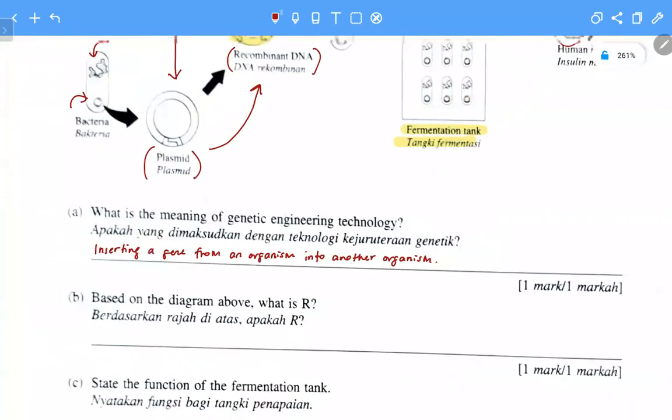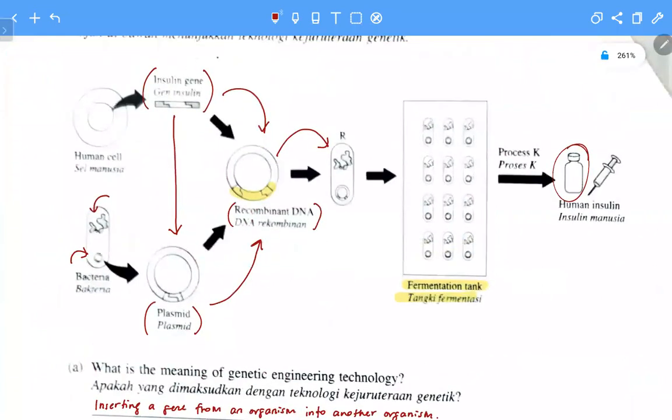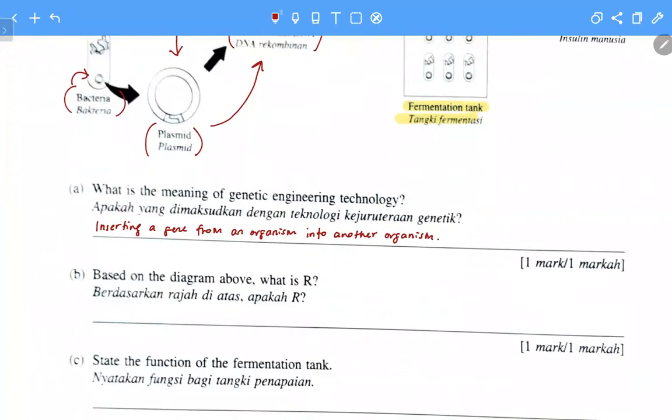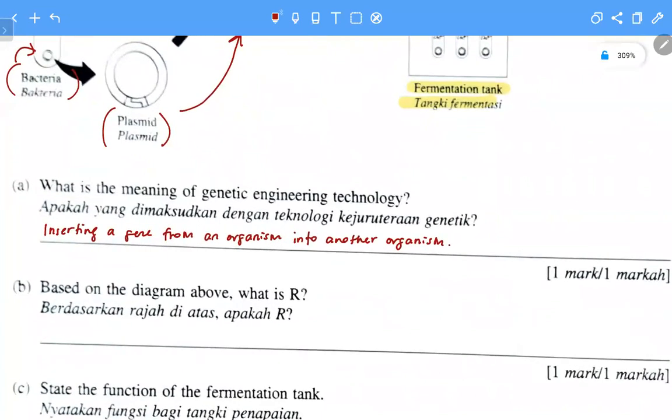Okay. So again, initially we saw that the insulin gene over here is from a human being, but after that we place it inside the bacteria's plasmid, right? So that's called genetic engineering. We're basically inserting a gene from a living thing to another living thing.